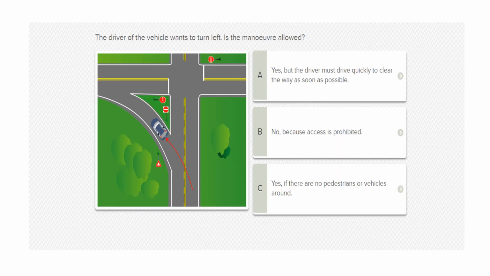In this picture, the driver of the vehicle wants to turn left. Is the maneuver allowed? Option A, yes, but the driver must drive quickly to clear the way as soon as possible. Option B, no, because access is prohibited. Option C, yes, if there are no pedestrians or vehicles around.